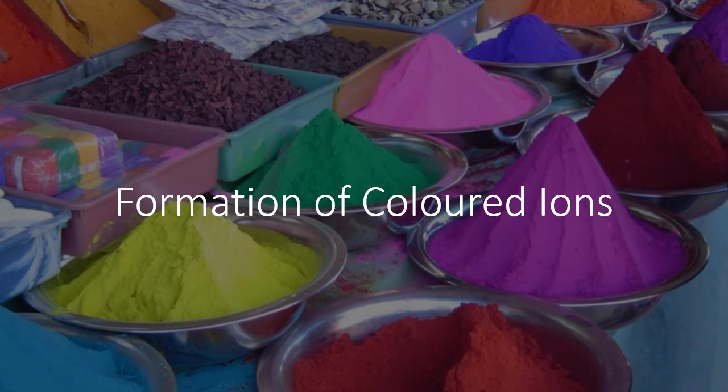Hi, welcome to this video on the formation of coloured ions. And in the background of the slide there you can see a bunch of paint pigments. How do those paint pigments get their colours? Well, they get their colours from transition metal complexes. And we're going to find out in this video how those colours are created.